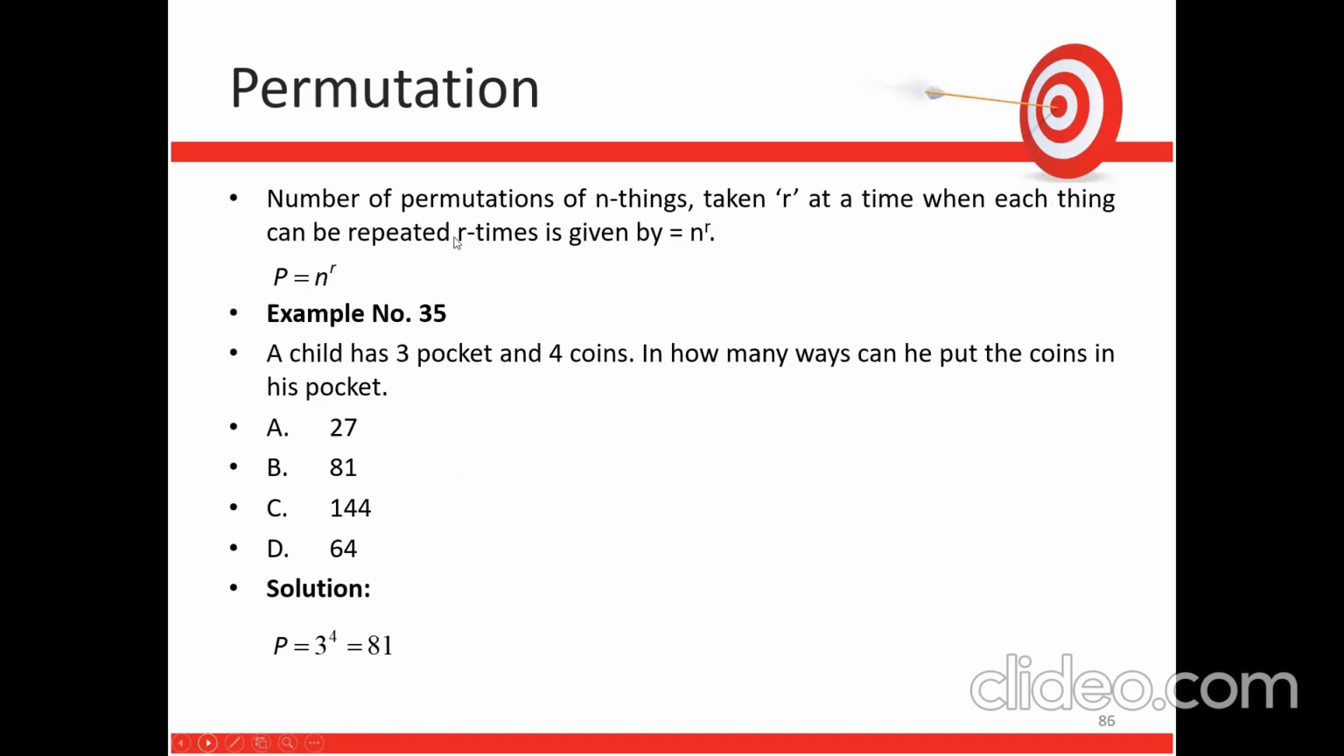Number of permutations of n things taken r at a time when each can be repeated r times is given by n to the r. Tandaan nyo itong mga formula. Example, a child has 3 pockets and 4 coins. How many ways can he put the coins in his pockets? This is 3 exponent 4. When each thing can be repeated r times. So, 4 times sa pocket.